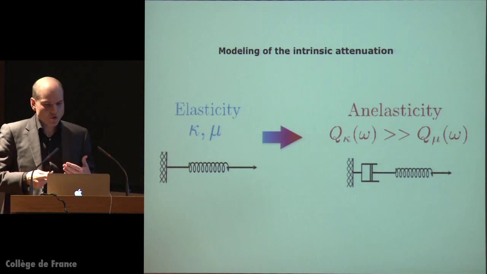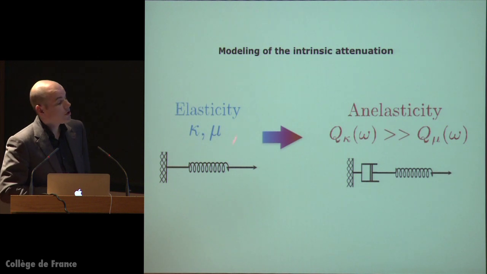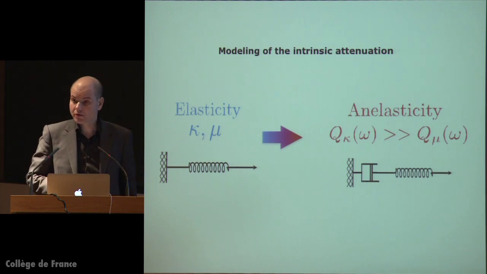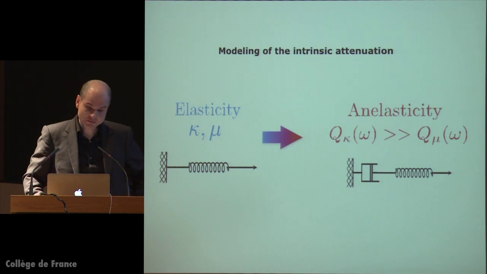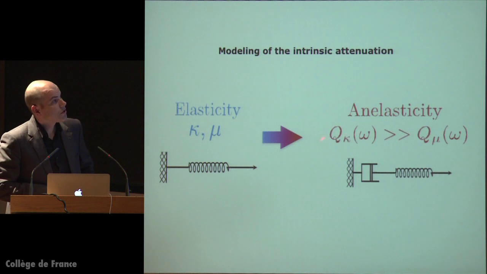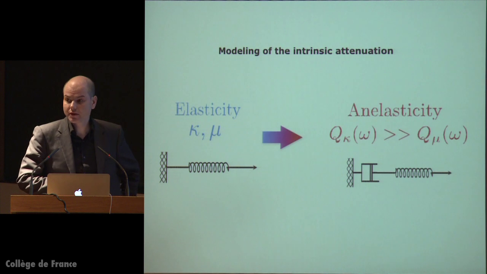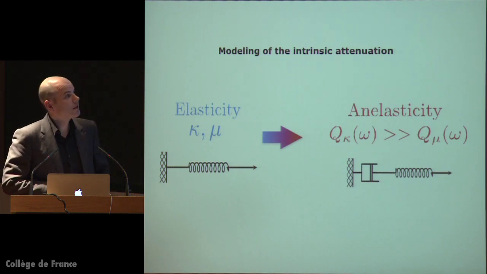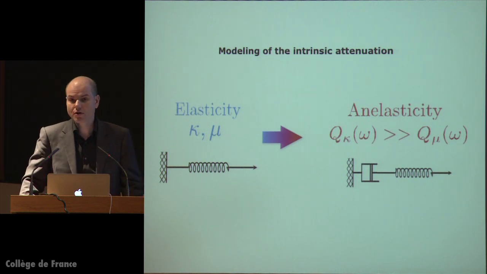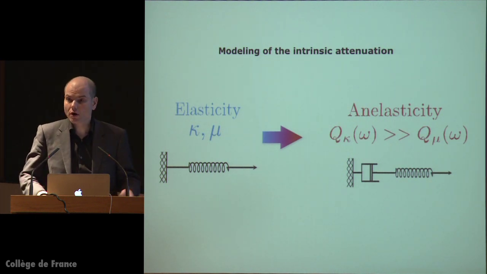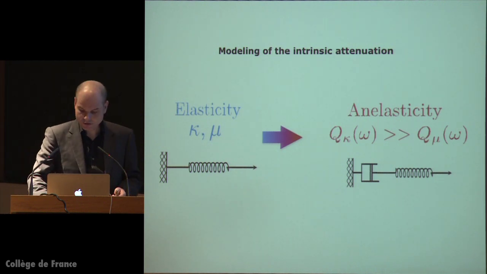So when you want to model this intrinsic attenuation, you need, of course, to know the elastic background of the material, so kappa and mu, the elastic parameters, and then you need to know q kappa and its frequency dependence, and q mu and its frequency dependence. Well, in the Earth, we already know that the q kappa, the compressional attenuation, is much smaller than the shear attenuation. So I will talk quite a lot about the shear attenuation here.